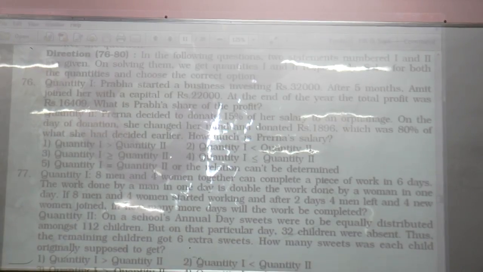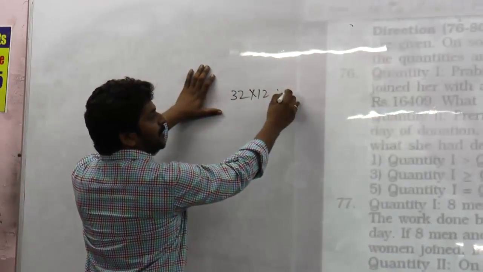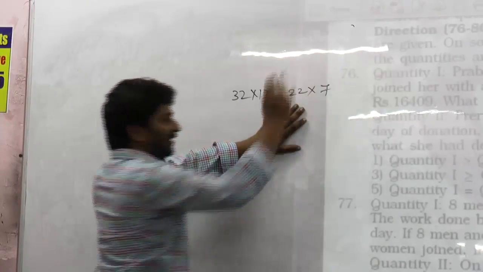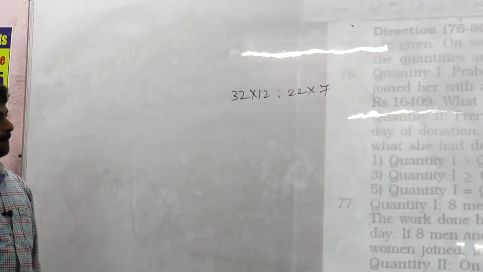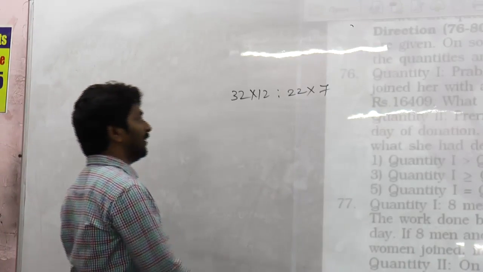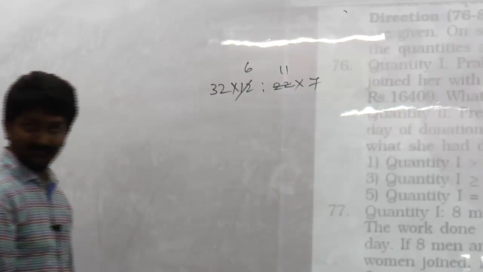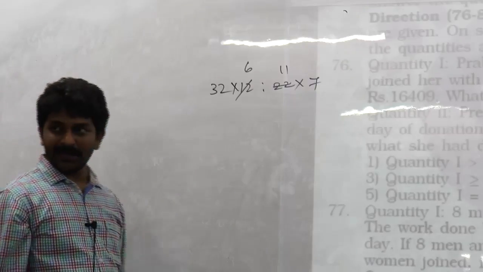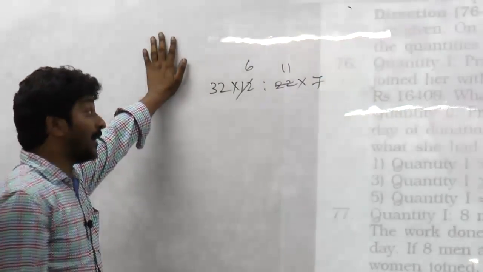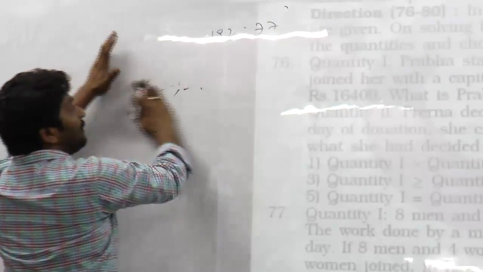Prabha invested 32,000 for 12 months. Amit joined after 5 months with 22,000. After 5 months, in the sense, he will be there for 7 months. At the end of the year, the total profit was 16,409. Prabha's share. Right. Come on, cancellation: 6 times and then 11 times. No more cancellations, right? 32 times 6 is 192. And then 77. In total, how many parts do we have?